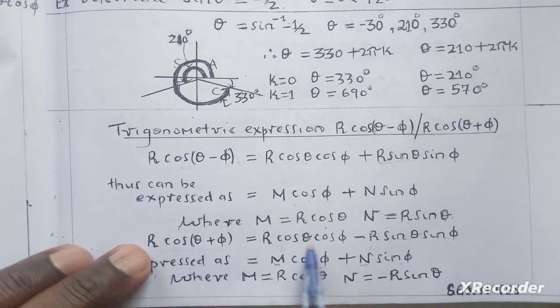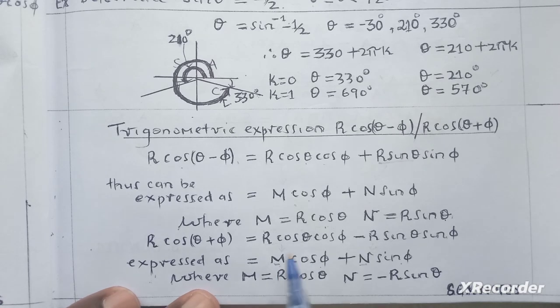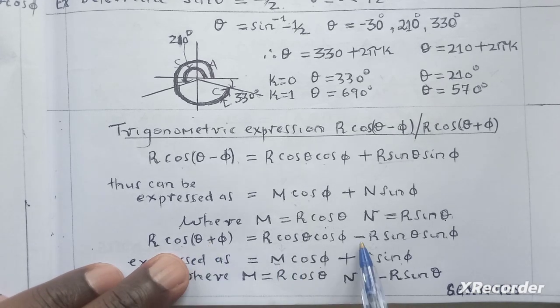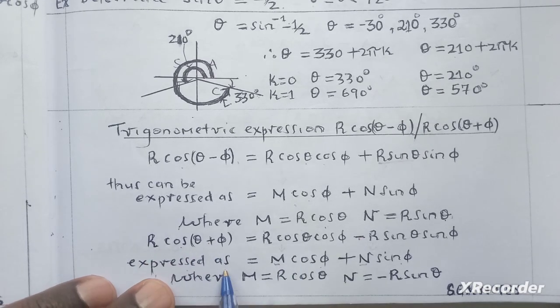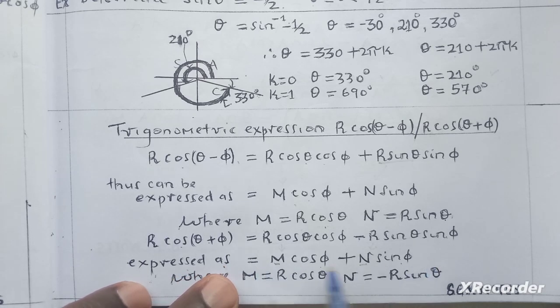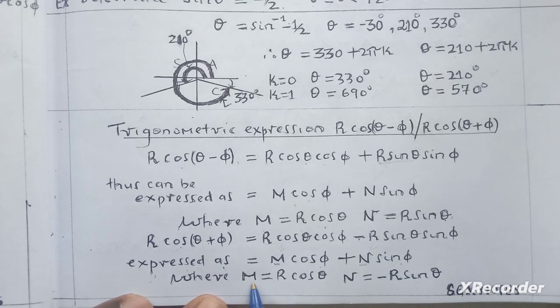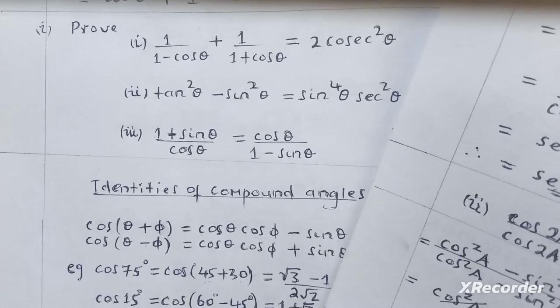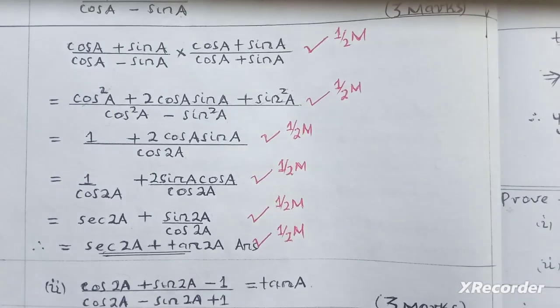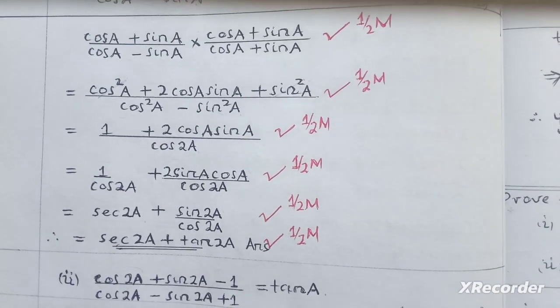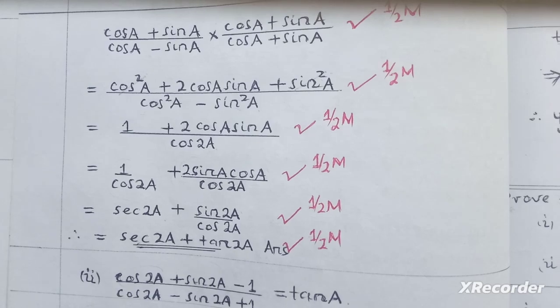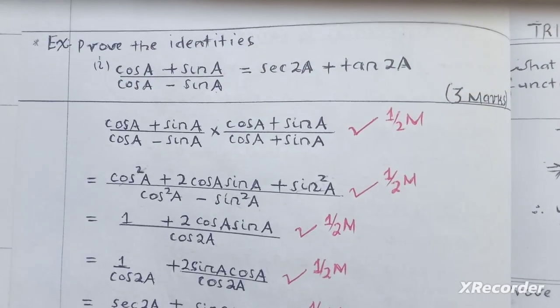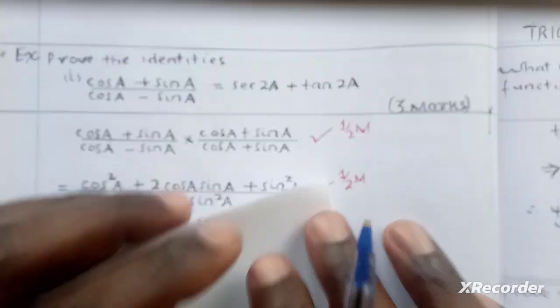The same case with this one, whereby you expand that one, you have a negative there. So if you want to express as this, then m will be equal to that, and n will be equal to that. And so therefore, we have that and that. Turning to the next page, we have this problem. That is, we are told to prove the identity.